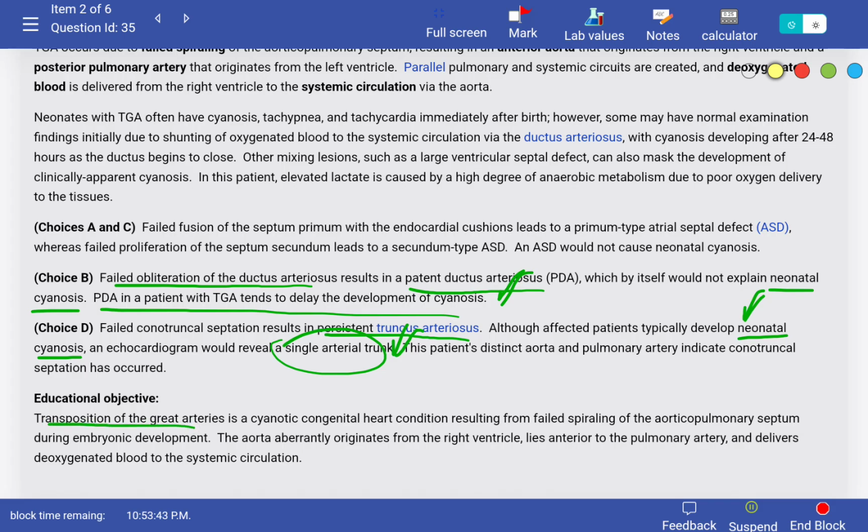So transposition of great arteries is a cyanotic congenital heart condition resulting from failed spiraling of the aorticopulmonary septum during embryonic development. The aorta aberrantly originates from the right ventricle, lies anterior to the pulmonary artery, and delivers deoxygenated blood to the systemic circulation.